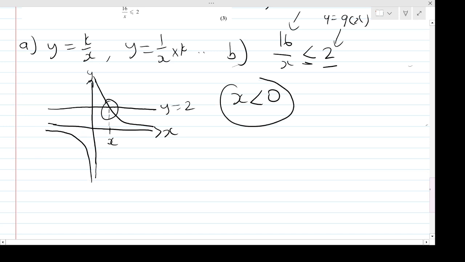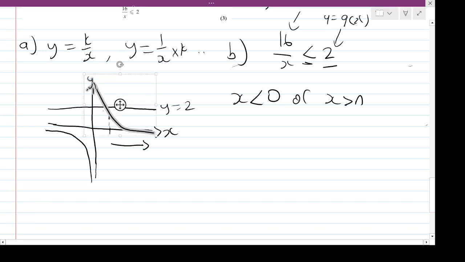So that's the first part. Or we want x to be less than this number, I'll call it n, right? We want this for this point of intersection, when x is bigger than this number n. As it goes bigger than n, then it's underneath the graph, right? For values bigger than this intersection point.